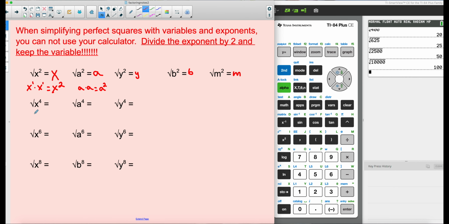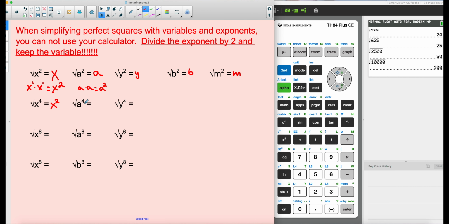Okay, so the same thing here, but now notice it's not x squared, it's x to the 4th. So what's the square root of x to the 4th? Well, what variable do you have? You have x. So keep x. Now, what's 4 divided by 2? It's 2. So the square root of x to the 4th is x squared.